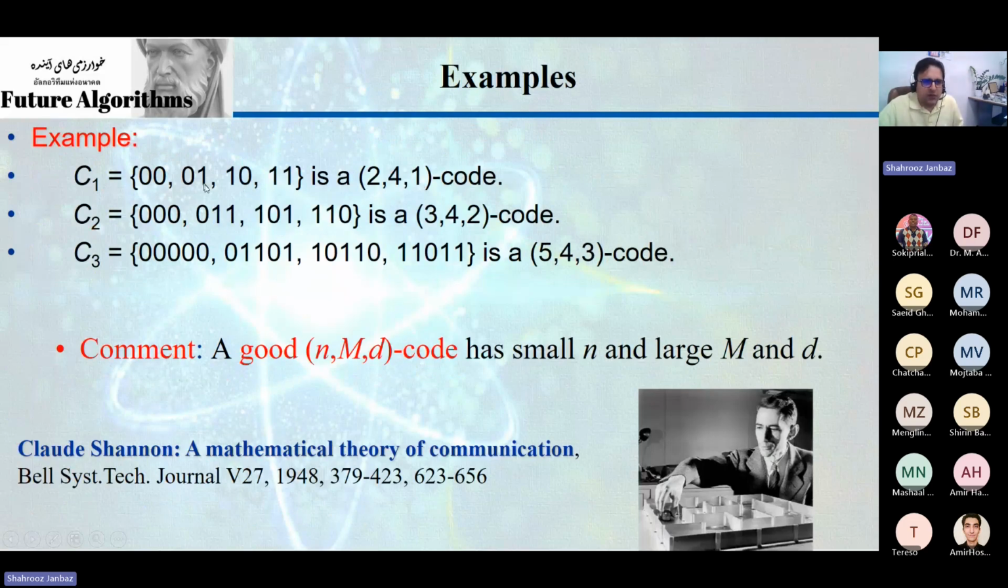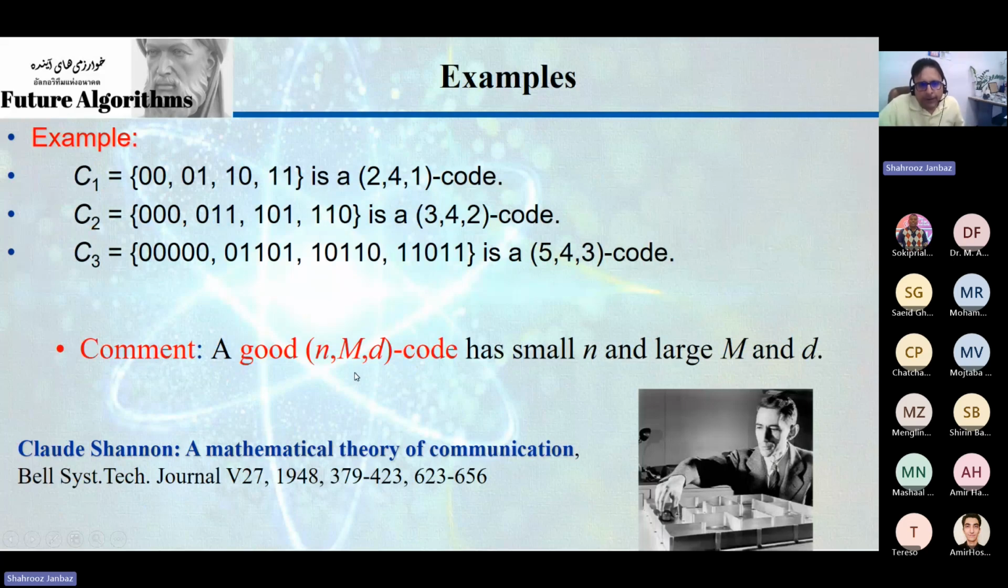The minimum of all these numbers is the minimum distance. For example, this code is a (2, 4, 1) code. The minimum distance is 1 because the distance between this word and this word is 1, and it is the minimum distance among all two codewords. And C3 is a (5, 4, 3) code.